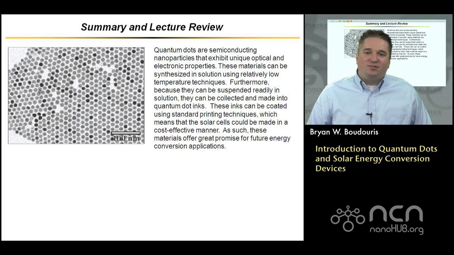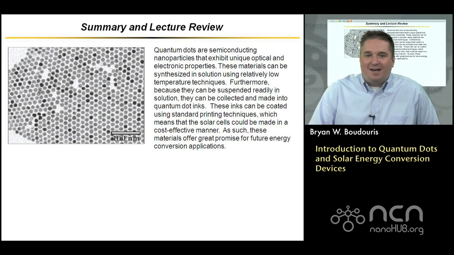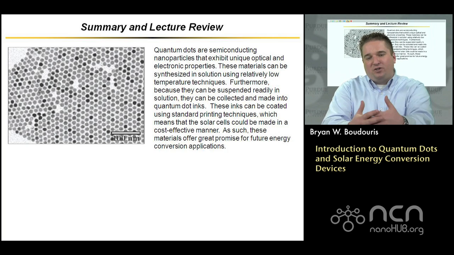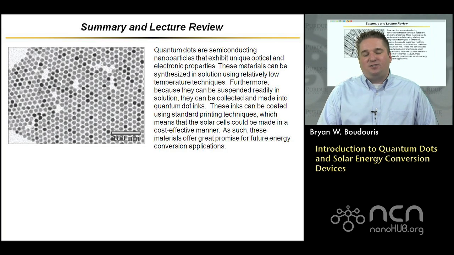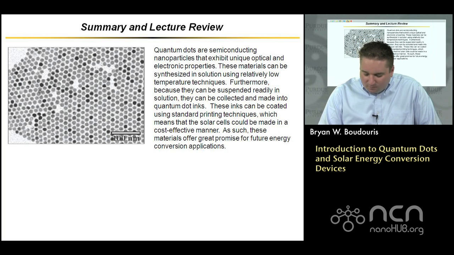You can process these from solution. You can synthesize these in solution so you can make low-cost economic solar cells. Okay? And if you can make those low-cost economic solar cells and you put them in the right place, they have the chance to compete with other fossil fuel and solar technologies.